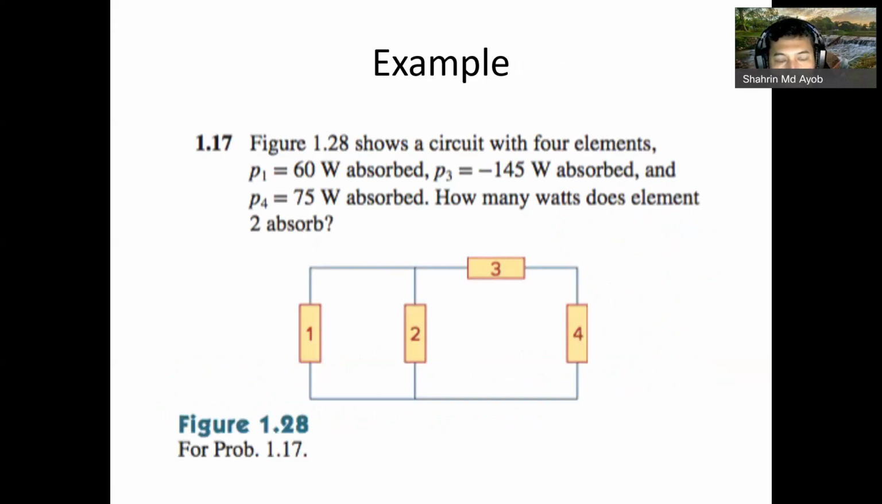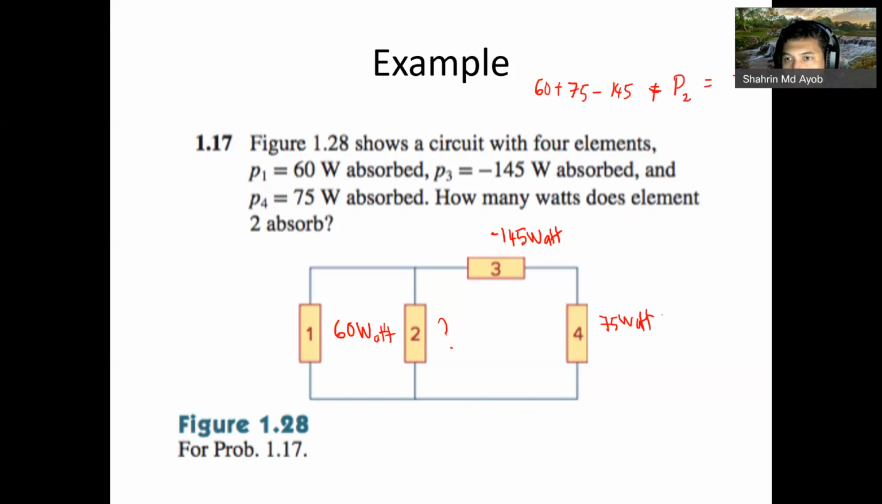Okay, so this is the example from your textbook. P1 is 60 watts, and then P2 is not given, you need to find it. P3 is negative 145 watts, and P4 is 75 watts. Based on the passive power convention, how many watts does element 2 absorb? Just use the summation. So 60 plus 75 minus 145 plus P2 is equal to 0. So your P2 should be 145 minus 60 minus 75, which is actually 10 watts.